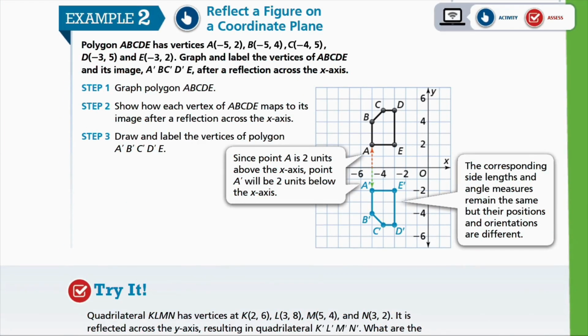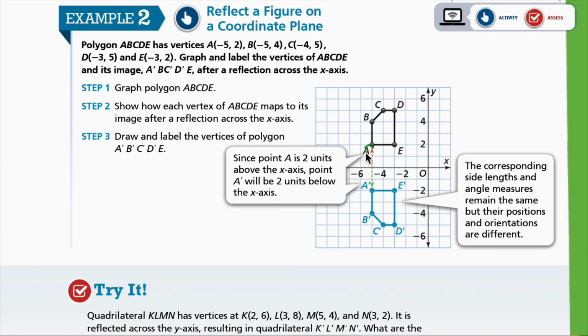Reflect a figure on a coordinate plane. Polygon ABCDE has vertices A(-5, 2), B(-5, 4), C(-4, 5), D(-3, 5), and E(-3, 2). Graph and label the vertices of ABCDE and its image A', B', C', D', E' after reflection across the x-axis. So we have the apostrophes to label the images of these points.